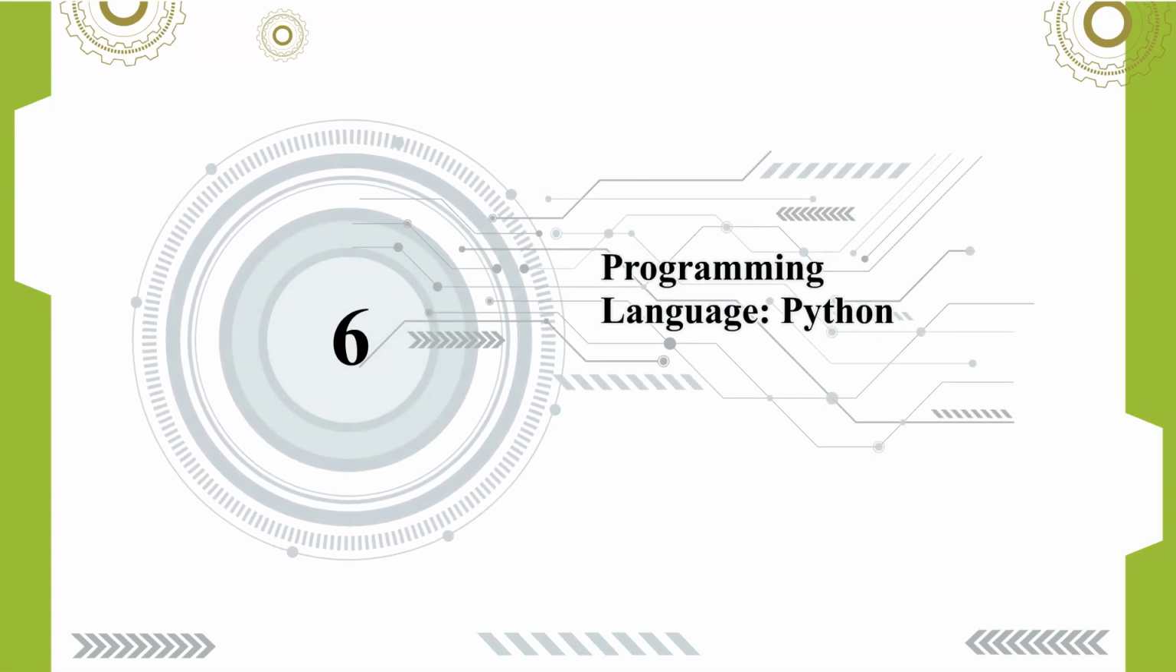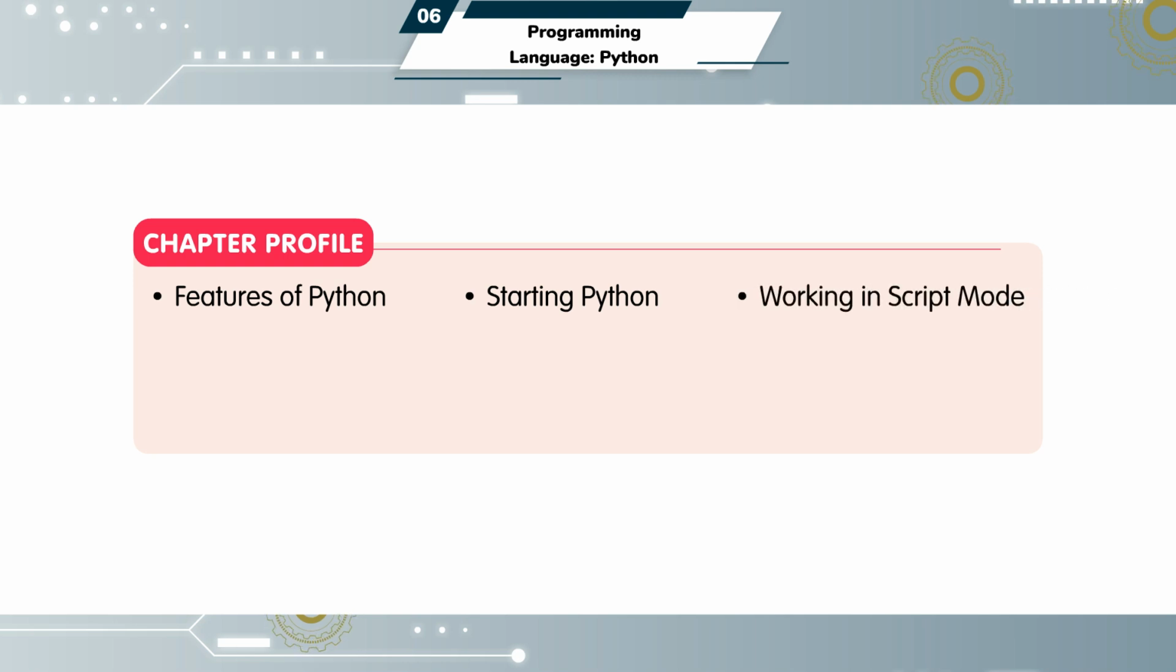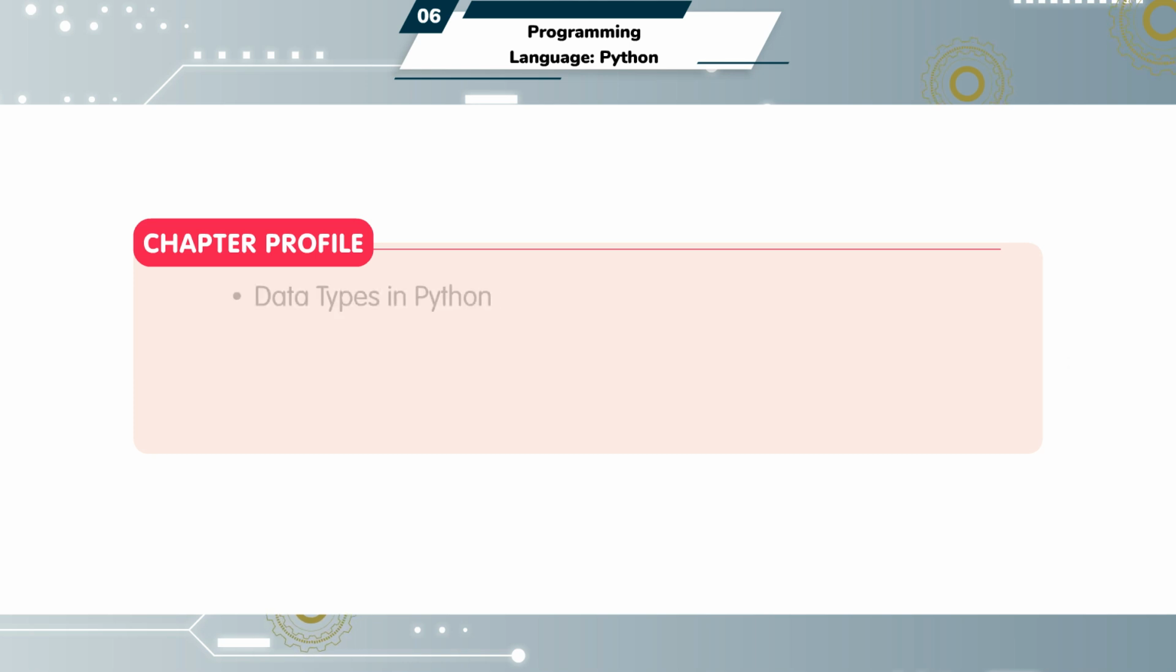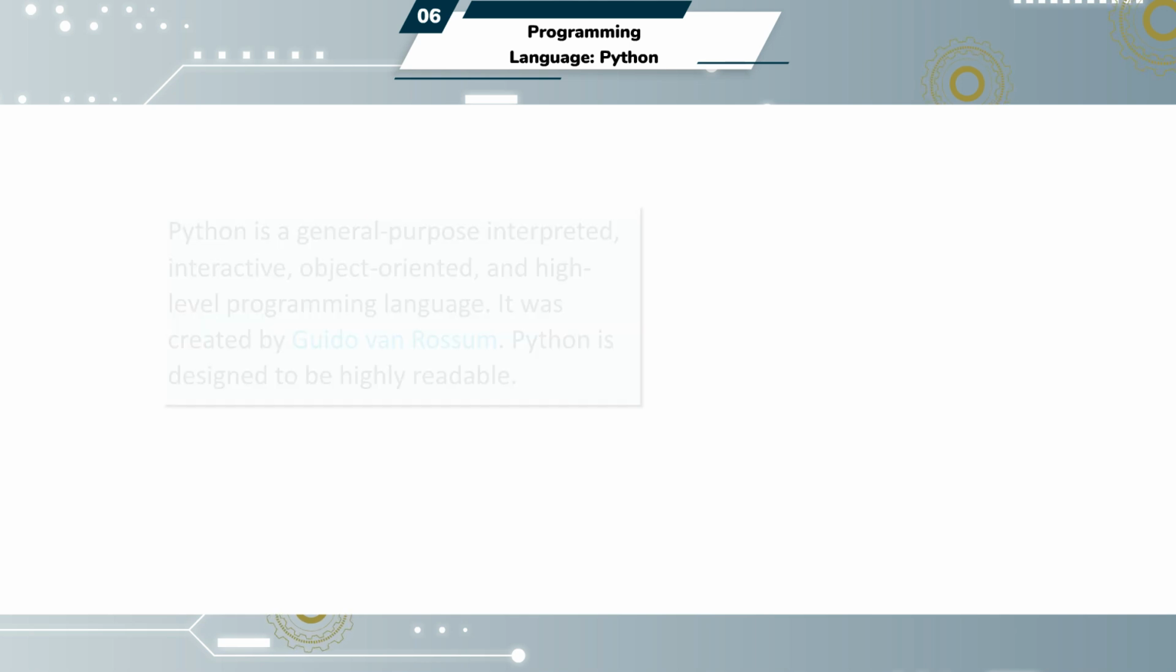Chapter 6: Programming Language Python. Chapter Profile: Features of Python. Starting Python. Working in script mode. Python variables. Python keywords. Python comments. Data types in Python. Python operators. Input and output functions. Simple Python programs.